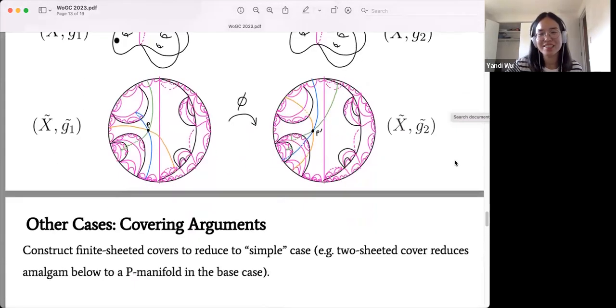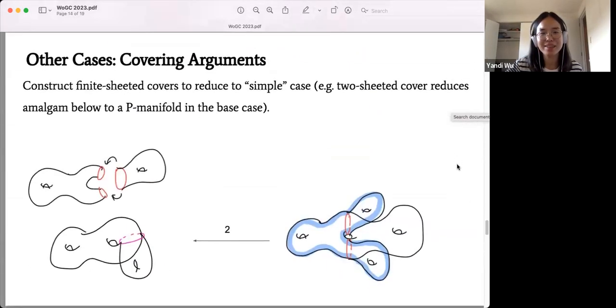Yeah, and then I just want to briefly touch upon how the covering argument works. The rest of the proof is devoted to reducing to the base case. So for example, I have this p-manifold here on the left-hand side that consists of a genus 2 surface with a torus boundary component attached to it. And that torus boundary component can't be included into any closed surfaces.